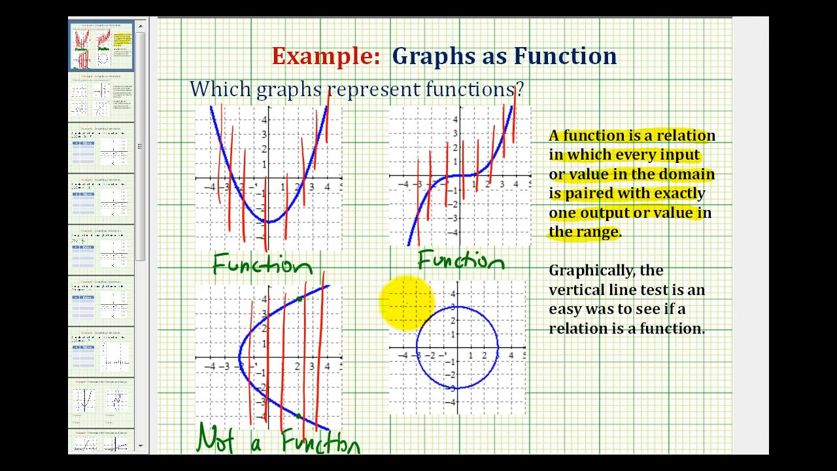The last graph here, the circle, does not represent a function because, as we can see, these vertical lines intersect the graph in more than one point, so it fails the vertical line test and is not a function. Relating this to the definition of a function, for example, if we take a look at the x value of 0, it has an output of positive 3 here and an output of negative 3 here. So the x value of 0 does not have exactly one output or one y value, therefore it does not satisfy the definition of a function.